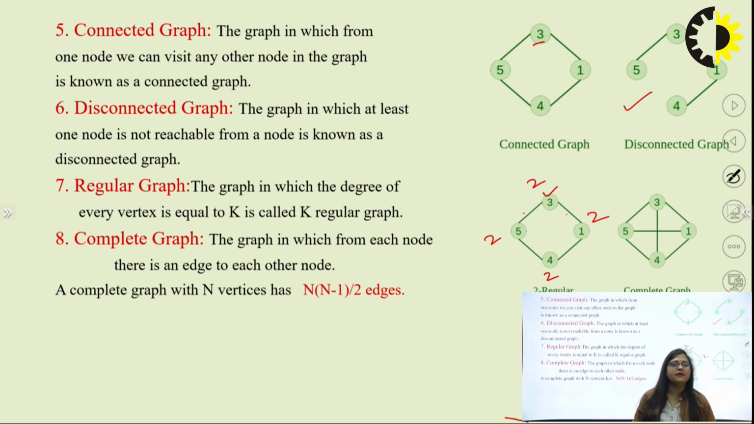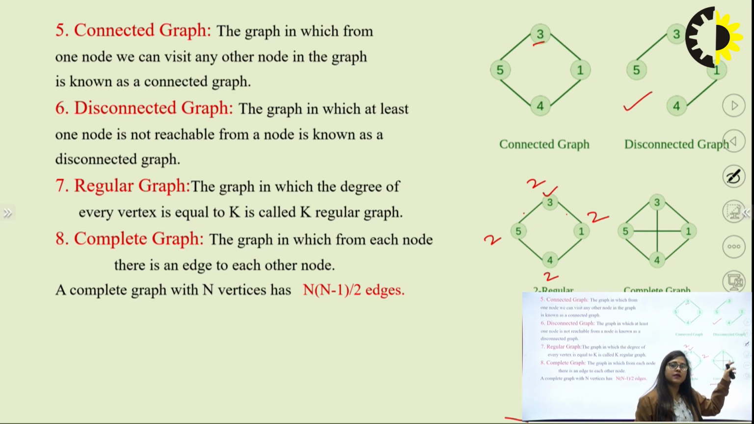Next one is complete graph. A complete graph is one in which from each node there are edges to every other node, totally connected to each other. It is called a complete graph. Here each vertex of this given graph is connected to each other, like 5 connected to 3, 5 connected to 1, 5 connected to 4. So 5 is connected to all the remaining vertices.